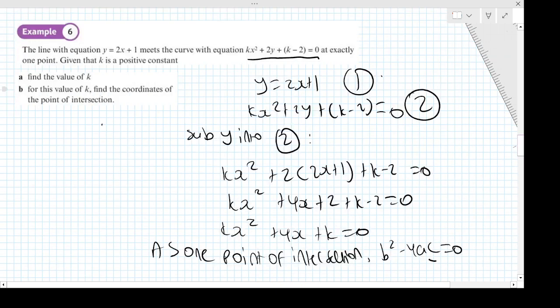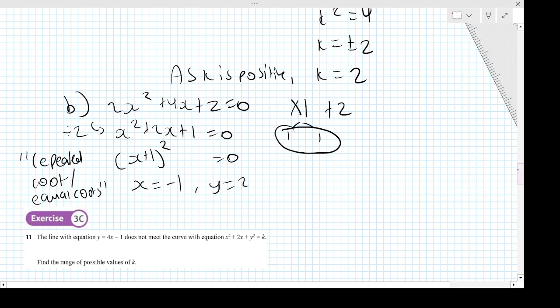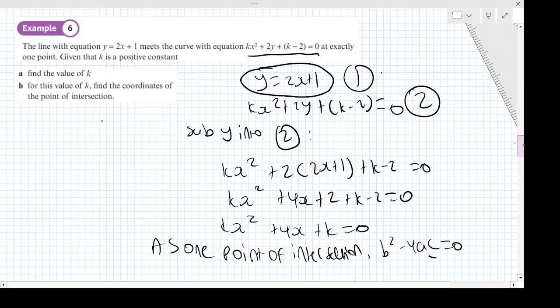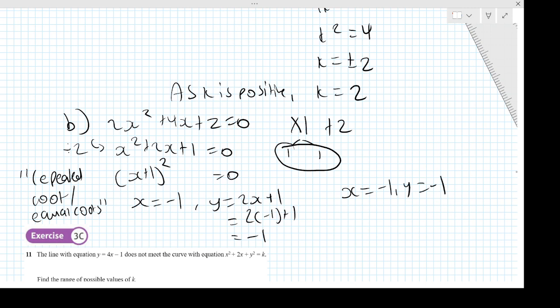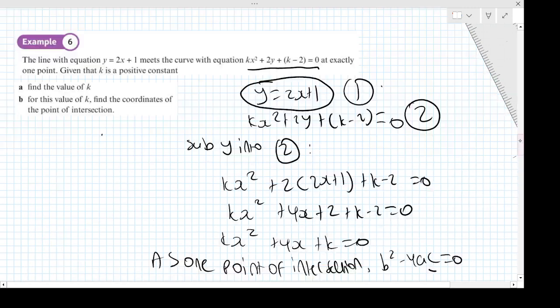But then to solve the point of intersection, we need a y value as well. So we need to find the y value. Well, luckily, we know how to write y in terms of x. So if y is 2x plus 1, which comes from the first equation, then y, when x is minus 1, would be 2 lots of minus 1 plus 1. That would be minus 2, add 1, that would be minus 1. Cool. So then that's our value. So x is minus 1, y is minus 1. Okay, so that's our solution then.